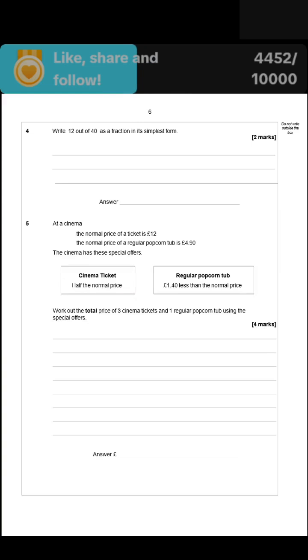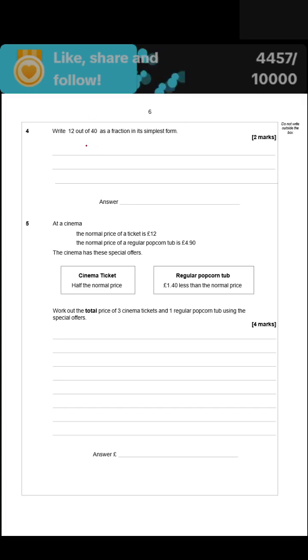Okay, so on to question 4. So it says 12 over 40 as a fraction in its simplest form. We're not doing full papers in one live session. We'll be doing a third of a paper each live session, and then by the end of 3 live sessions, you'll have the full paper done.